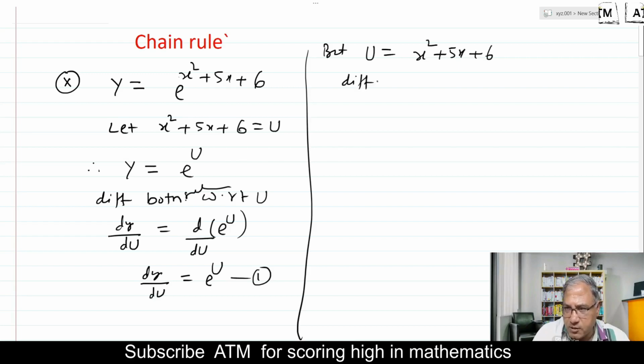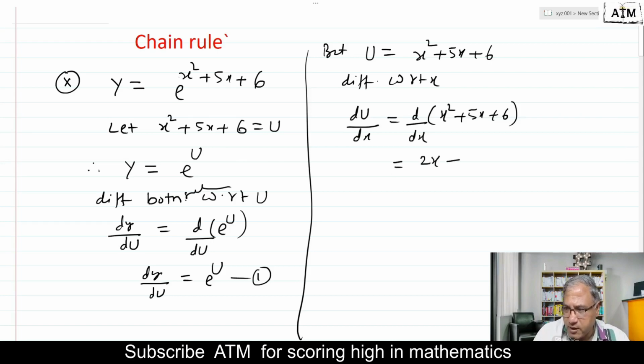Now differentiating with respect to x. So du by dx equals differentiation of x square plus 5x plus 6 with respect to x. Derivative of x square is 2x, derivative of 5x is 5, and derivative of 6 is 0. Therefore, du by dx equals 2x plus 5. Let us call it equation number 2.